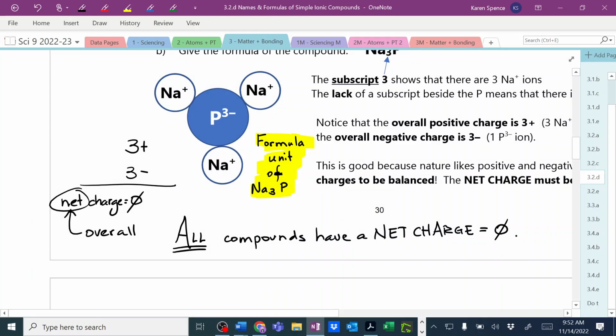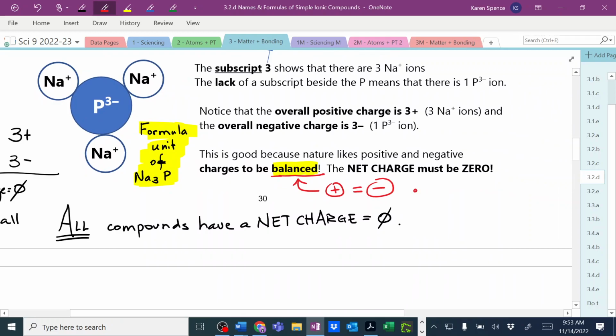So all compounds have a net charge equal to 0, and we say that the charges are balanced. And when charges are balanced, that means that the positive equals the negative, and therefore, those 3 dots, are we familiar with that meaning therefore? Therefore, overall, we have 0 charge.